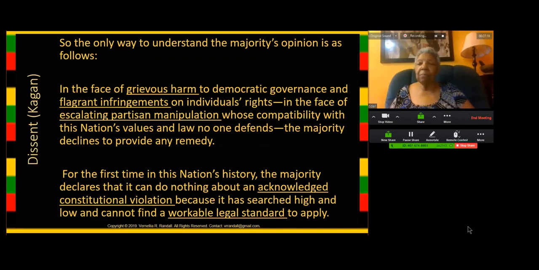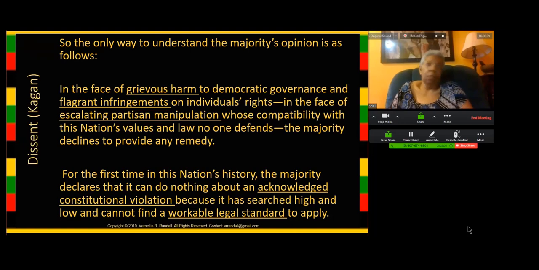Because I think that it provides a view of the political question that counters what the majority said. She said the only way to understand the majority's opinion is to say, well, in the face of grievous harm to democratic governance and flagrant infringements on individual rights, in the face of escalating partisan manipulation, whose compatibility with this nation's values and law no one defends, the majority declines to provide any remedy. Kagan says, for the first time, I'm not sure that's true, in this nation's history, the majority declares that it can do nothing about an acknowledged constitutional violation.